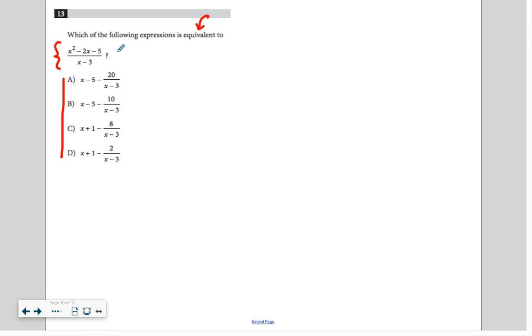But in this case, if I want to make an equivalent expression for this, I have to simplify it. And this fraction bar means divide. So I'm going to divide x minus 3 into x squared minus 2x minus 5. All right, so we have to do long division. We look at this term and this term, and we divide x squared by x. I say to myself, x goes into x squared how many times? And it goes in x times. I line that up with the term with the same exponent below it.